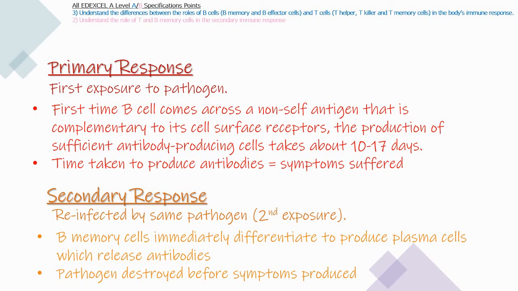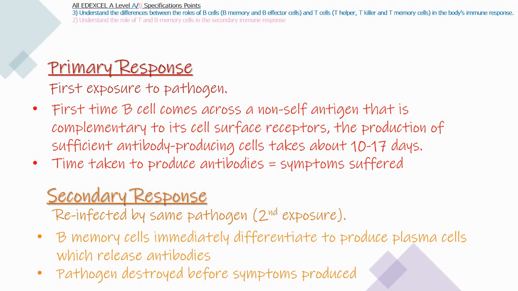This involves B memory cells immediately differentiating to produce plasma cells, which release antibodies. These B memory cells are able to remember this antigen and can therefore immediately recall which antibody to produce in order to kill them. So the pathogen is then destroyed before symptoms are shown.